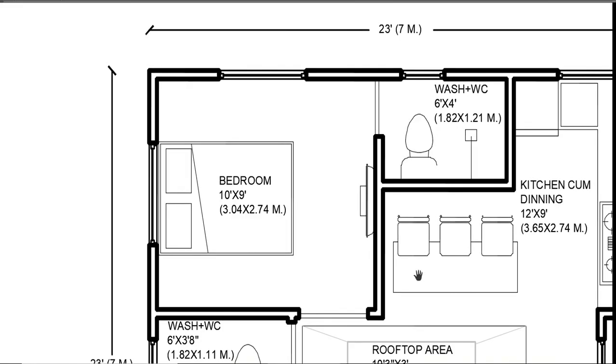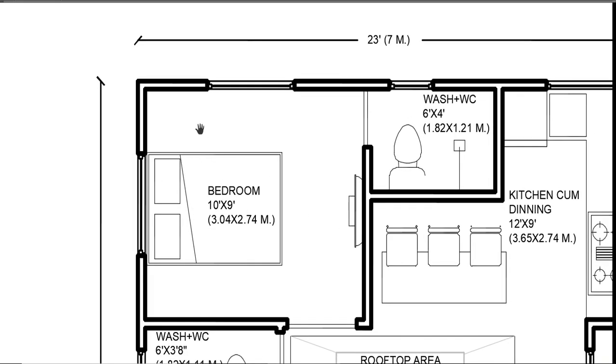So we have bedroom number 2 here. The size of the bedroom is same, 10 feet into 9 feet, in meter 3.04 into 2.74 meter. You can see here the bed arrangement and also a TV unit arrangement. On the front wall we have 2 windows for ventilation and light purpose.